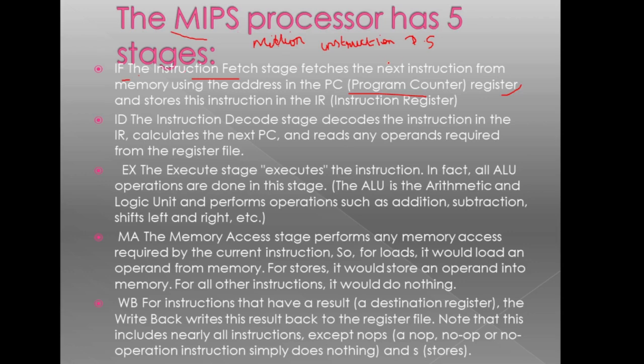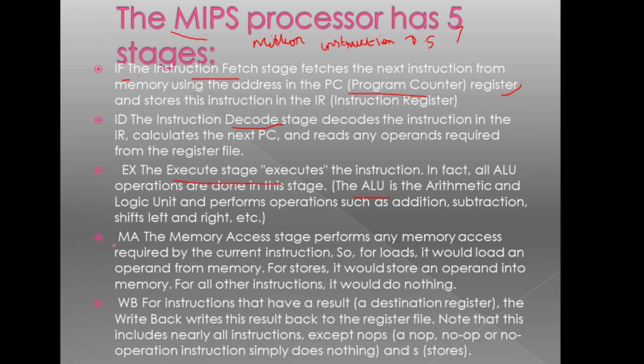The next stage in this MIPS processor is the decode stage. After fetching the instruction, it will send the instruction to the decode stage. It will convert the instruction into machine language, that is 0 and 1. And the third stage is the execution stage in the MIPS processor. In this execution stage, it will use the arithmetic and logic unit. It will perform the arithmetic operation as well as the logical operation.